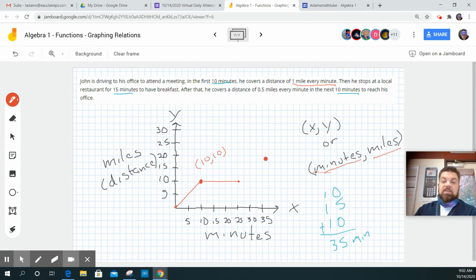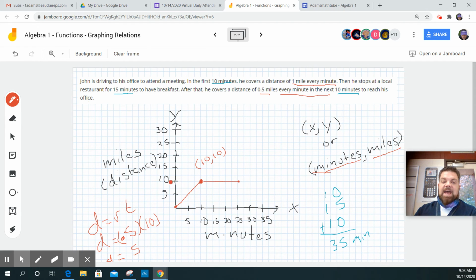So now here's the interesting thing. The last part of this piece is that he travels a half a mile every minute for the next 10 minutes. So if you want to know the distance somebody travels, the distance is the rate times the time. Well, he's traveling 0.5 miles every minute times 10 minutes. What's half of 10? 5. So in the next 10 minutes, he travels a total of 5 miles.